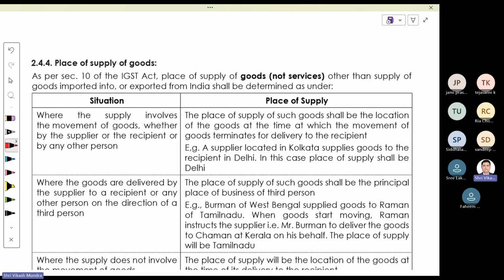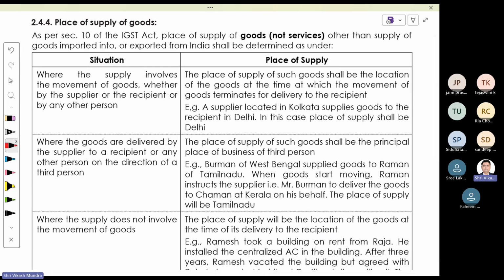First of all, we are discussing how to determine place of supply in respect of goods, where the supply involves the movement of goods, whether by the supplier or by the recipient. In any circumstances, if due to that supply goods are supposed to be moved, the place of supply of such goods shall be the location of the goods at the time at which the movement of goods terminates. That means where it reaches, that would be considered as place of supply.